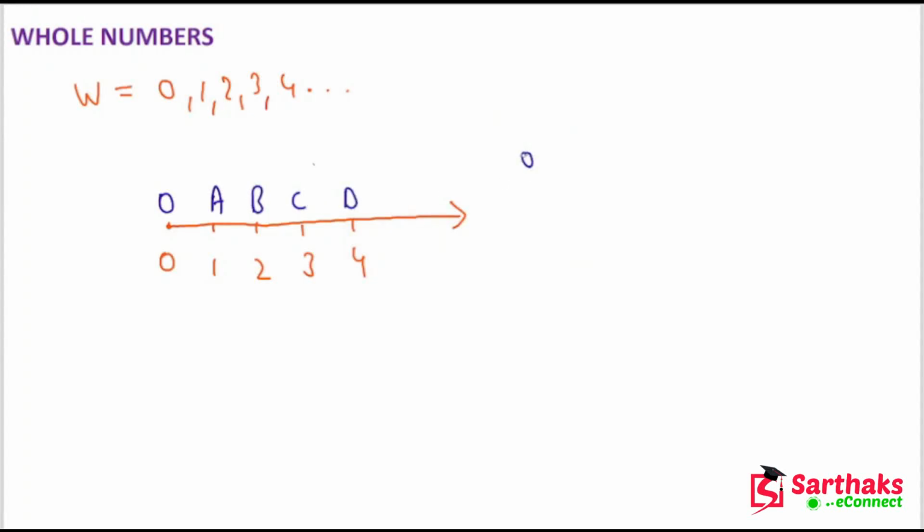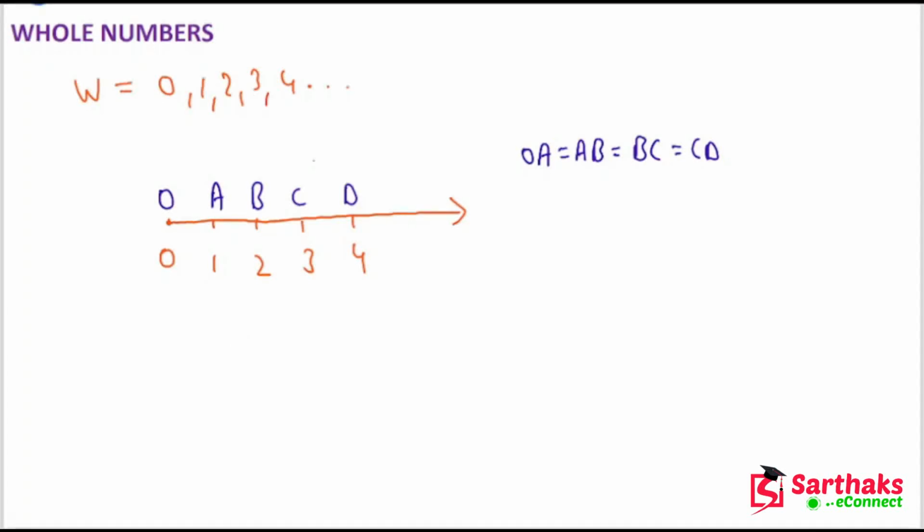And here also, by geometry, by construction, and by logic, the difference between any two consecutive whole numbers is the same as in the case of natural numbers. So here also OA is equal to AB is equal to BC is equal to CD, right? So this was the representation of whole numbers on the number line. Now let us move to the integers. Now here we have to officially use the geometrical figure called a line.